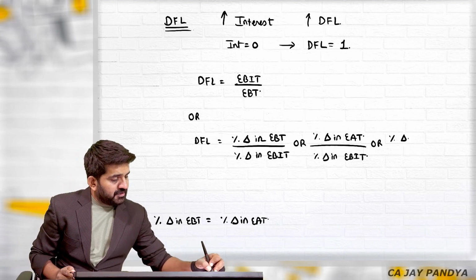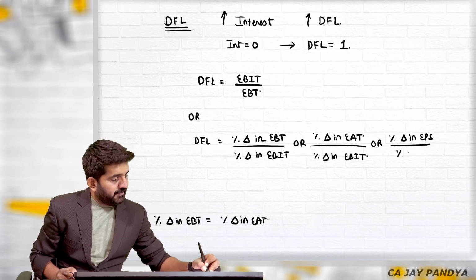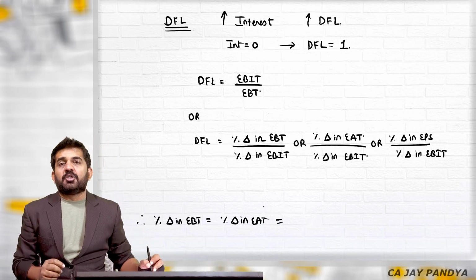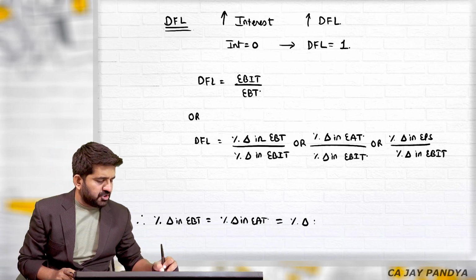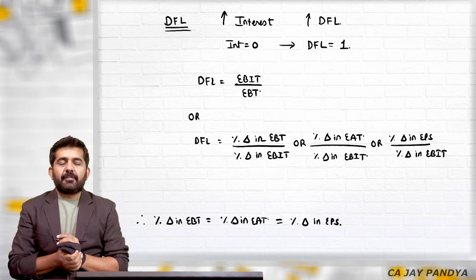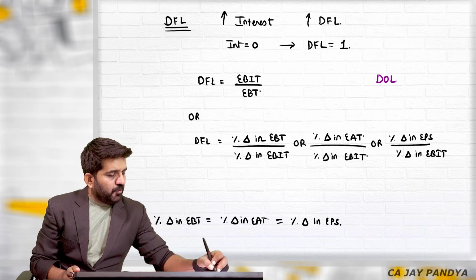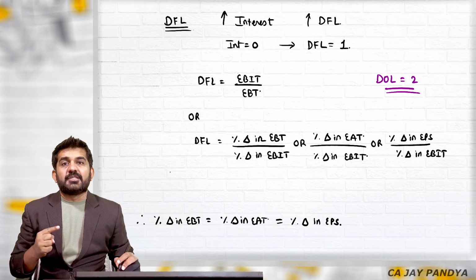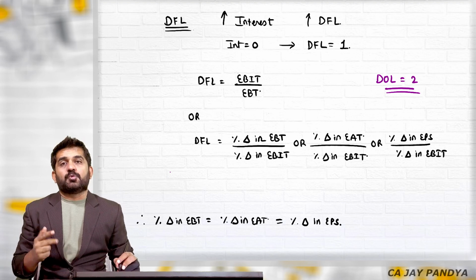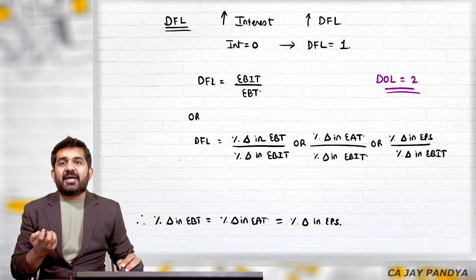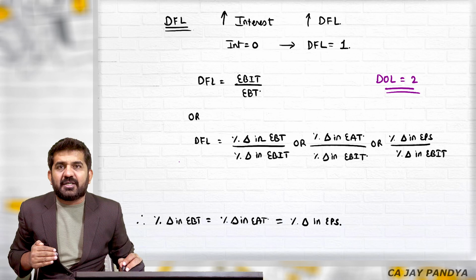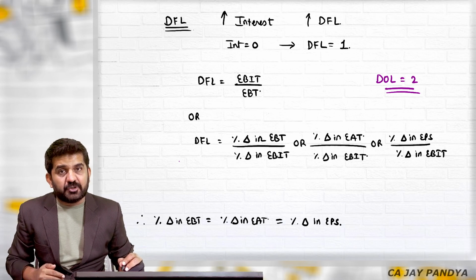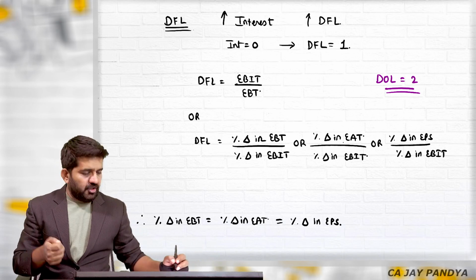You may also write down percentage change in EPS divided by percentage change in EBIT. Why? Percentage change in EBT is equal to percentage change in EAT is equal to percentage change in EPS. Also, what does degree of financial leverage 2 mean? If my EBIT increases 1 time, my EBT will increase 2 times, or my EAT will increase 2 times, or my EPS will increase 2 times. If my EBIT decreases 10%, my EBT will decrease by 20%, EAT will decrease by 20%, and EPS will decrease by 20%. That is understanding of DFL.